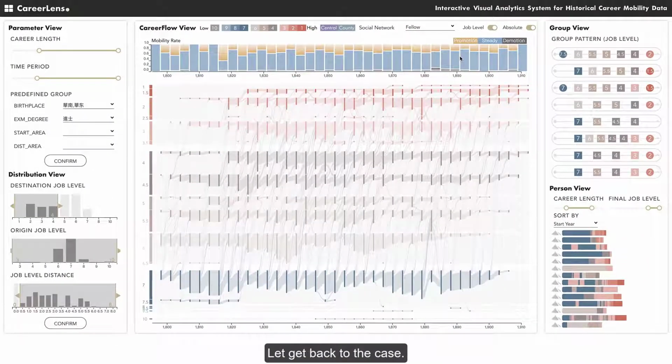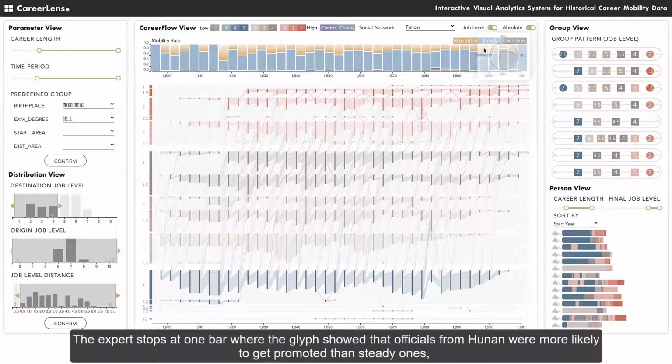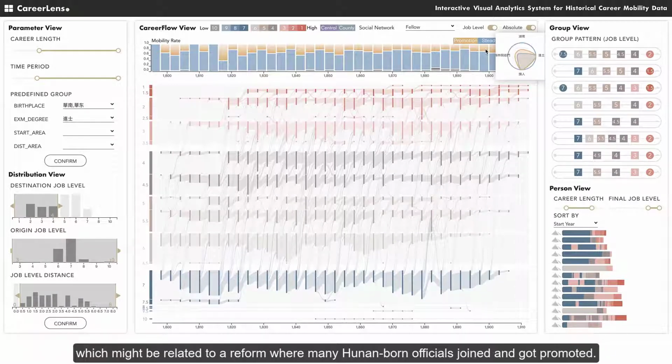Let's go back to the case. The expert stops at one bar where the glyphs show that officials from Hunan were more likely to get promoted than steady ones, which might be related to a reform where many Hunan-born officials joined and got promoted.